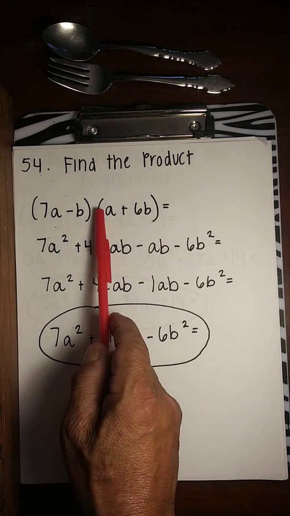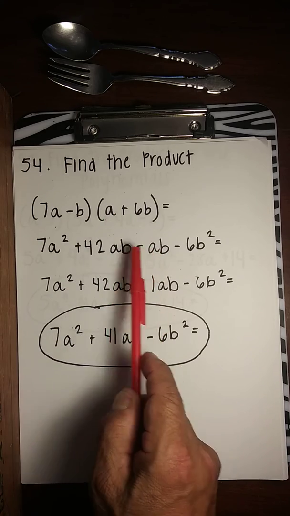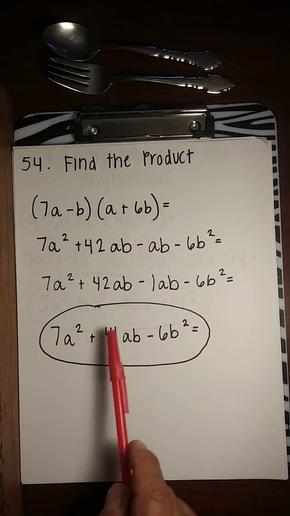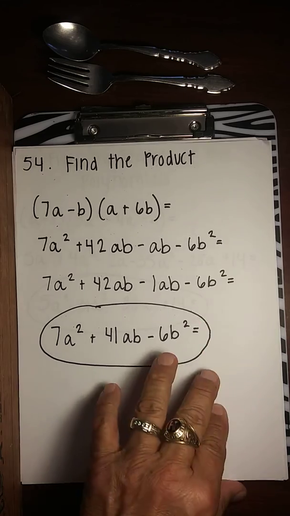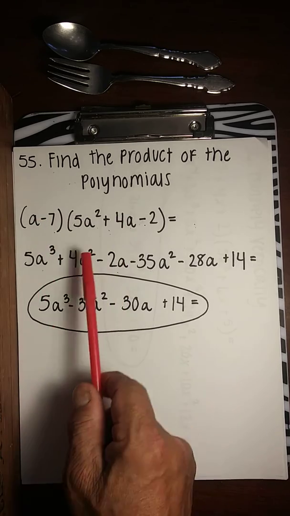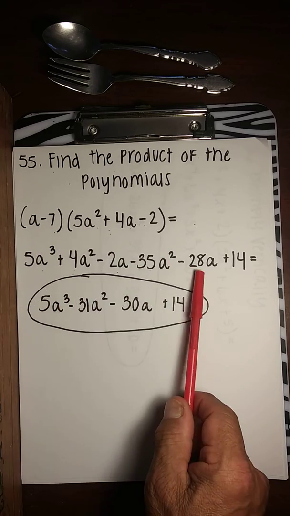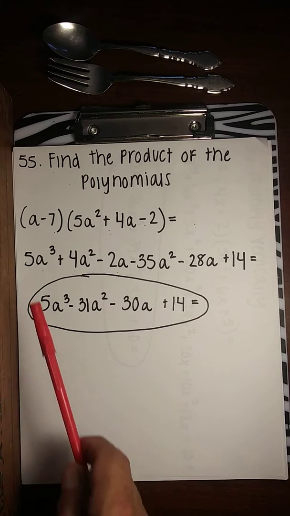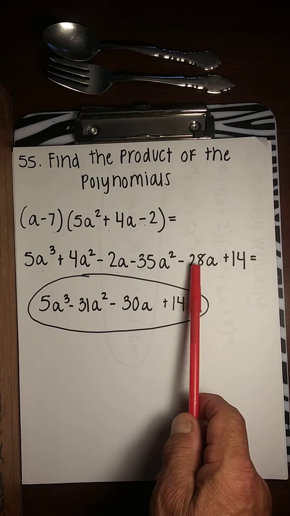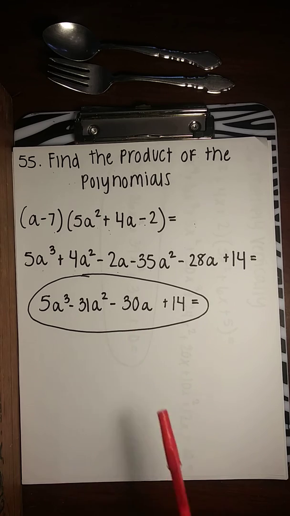Find the product. 7a times a, 7a squared. That times that is going to be 42ab. That times that is going to be negative ab. That times that is going to be negative 6b squared. This is a 1, there's nothing there. 7a squared, 42 minus 1 is 41ab, and then minus 6b squared. Find the product of polynomials. a times that is 5a cubed. a times that is 4a squared. a times that is negative 2a. That times that is negative 35a squared. That times that is negative 28a. And that times that is a positive 14. 5a cubed, 4a squared minus 35 is negative 31a squared. Negative 2a, negative 28a is negative 30a, plus 14.